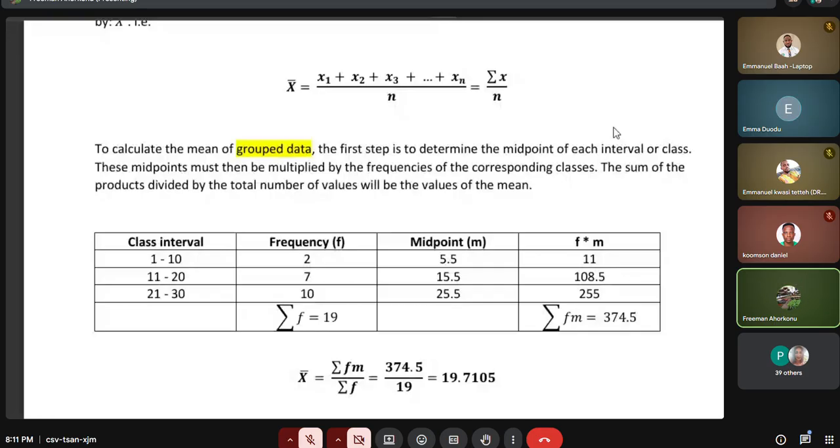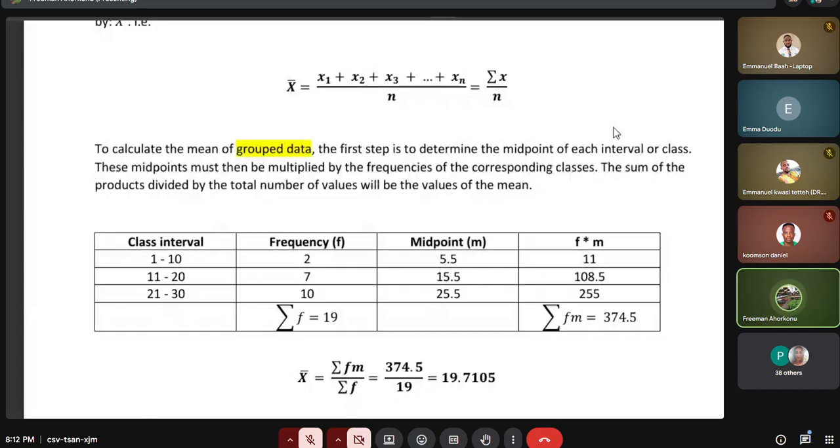So what do we do? You use the frequency to multiply the data, in this case, the class midpoint. So 2 will multiply 5.5, you have 11. 7 will multiply 15.5, you have 108.5. 10 will multiply 25.5, you have 255. And the total frequency is 19. So the individual numbers in the data are 19 that were put into groups.